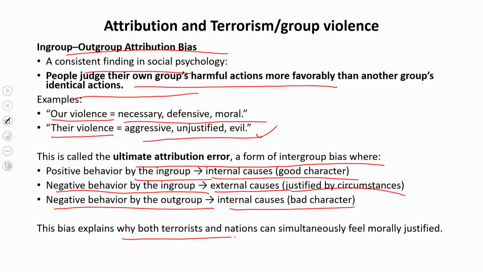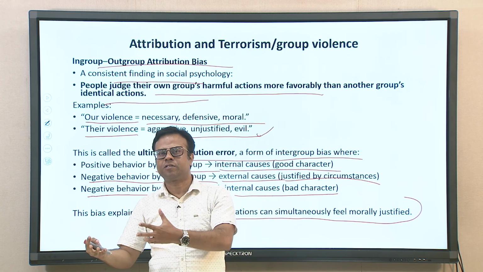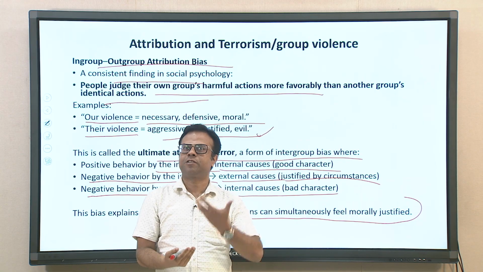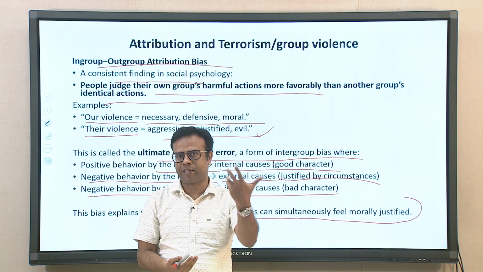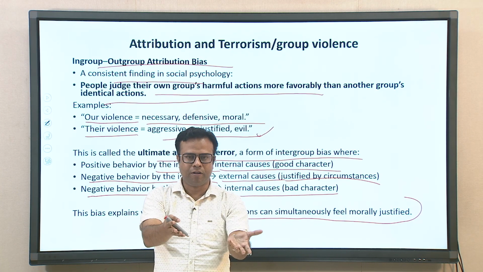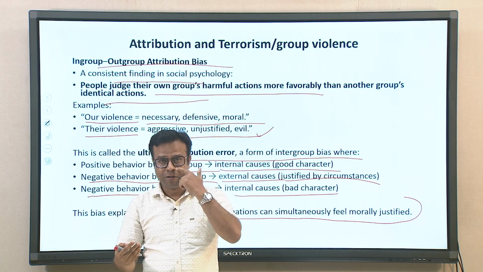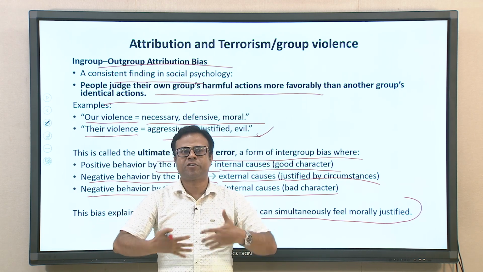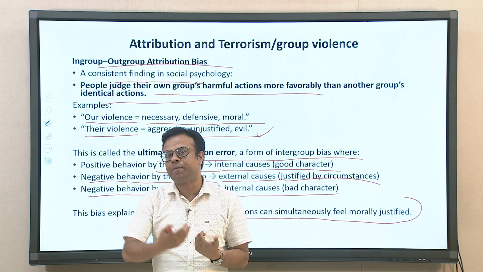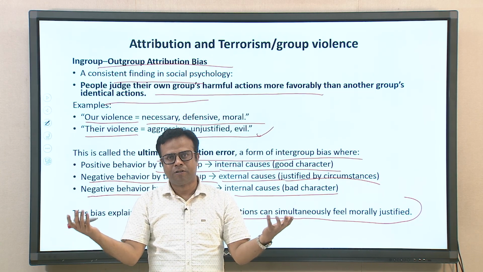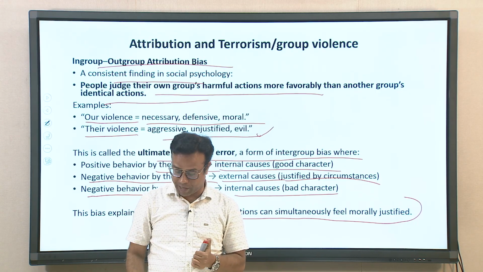So, this explains why terrorists and nations can simultaneously feel morally justified. Both a terrorist group and a nation can say that, and both can commit the same kind of violence. Terrorists will justify it as the right move, and the nation will tell them they are wrong people. When the nation does something against them, it could say this is also justified, but the other group will say they are bad people and so on. So, we always try to justify the wrong actions of our own group, but the same actions done by another group we always say are not good. This is called in-group, out-group attributional bias. So, at the group level also we have many biases in finding causes of others' behavior.